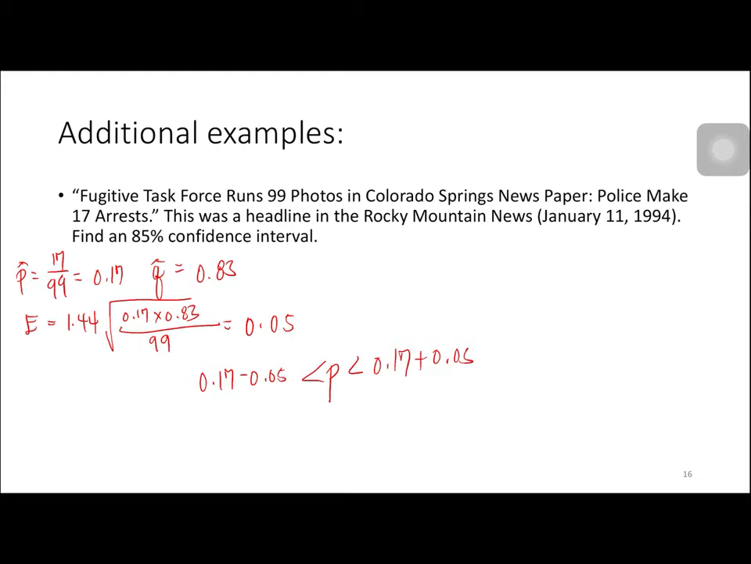Okay, so our lower interval, 0.17 minus 0.05 is less than P is less than 0.17 plus 0.05. We have here 0.12 is less than p is less than 0.22. So this is our 85% confidence interval for p.